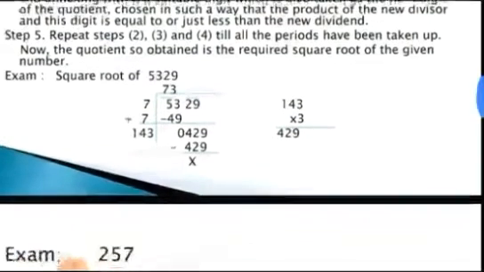Here the example is the square root of 5329. The number given is 5329. First you make the pairs, starting from the unit place: 29 is the first period, 53 is the second period. Then you choose a number and write the same number in the divisor and the quotient. 7 times 7 is 49. If you take 8, then 8 times 8 is 64, which is greater than 53. That's why you take 7. 7 times 7 is 49. You write 7 in the divisor place and also in the quotient place.